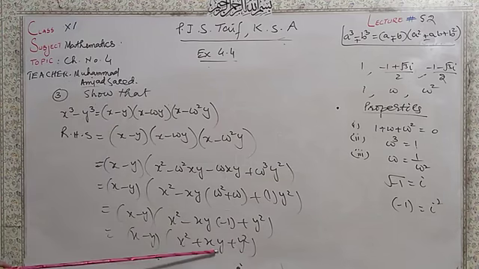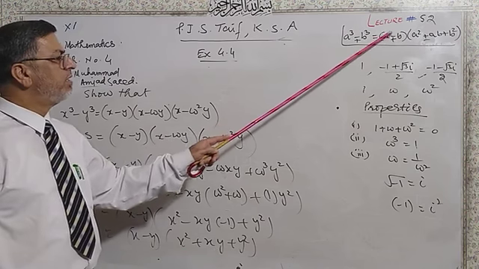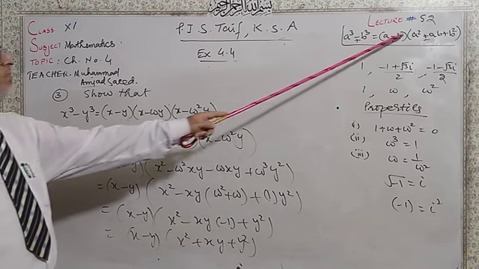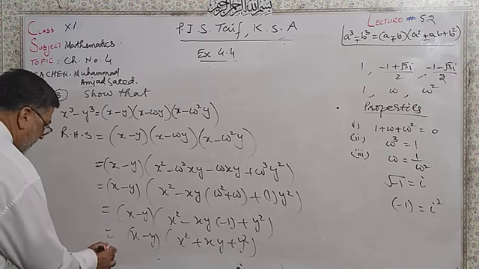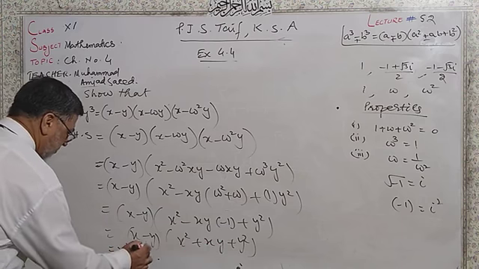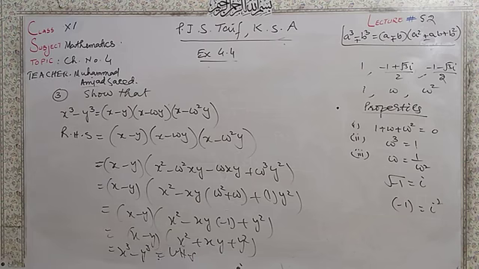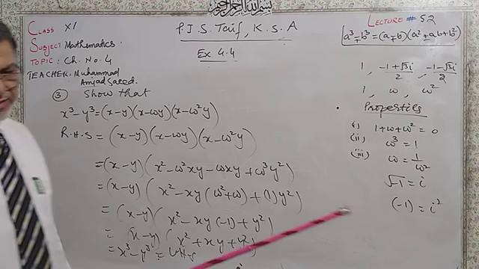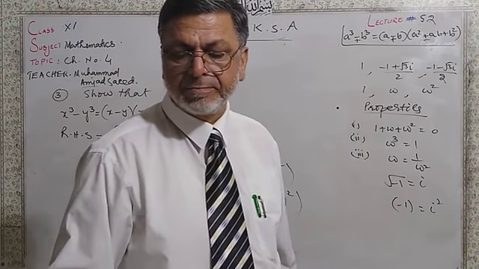Dear students, you can check this right hand side. This is exactly like this one. So we have a minus b into (square plus ab plus b square): x minus y, x square plus xy plus y square, and that is equal to x cube minus y cube, which is left hand side. We started from right hand side and finished at left hand side.